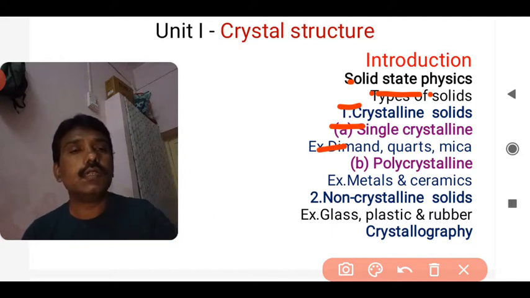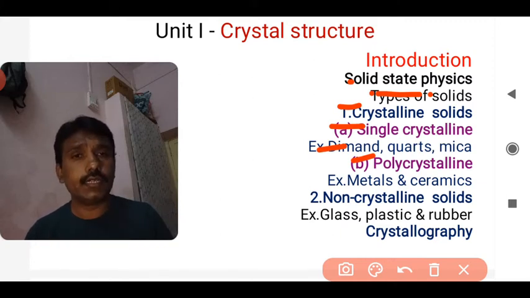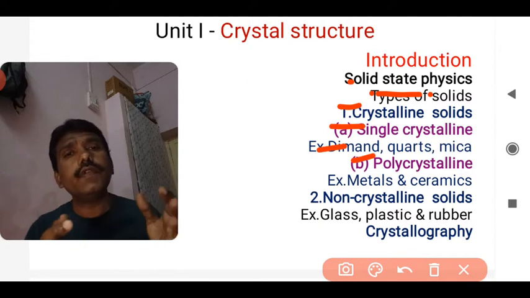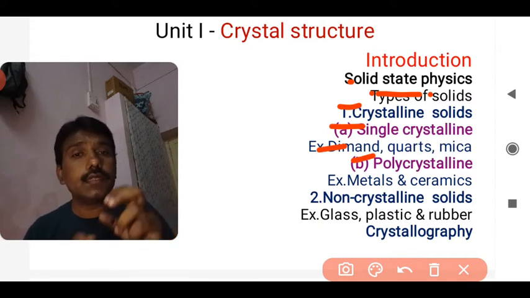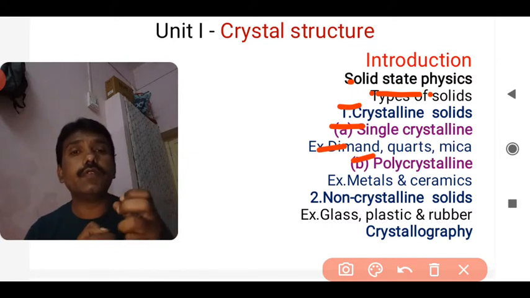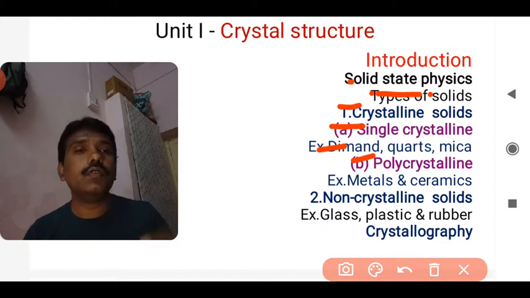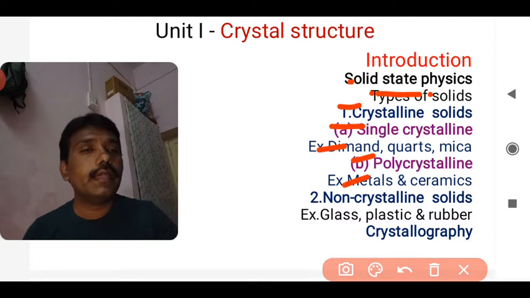Secondly, the other crystalline solids are polycrystalline solids. Polycrystalline solids are again in crystalline form, but here there is an aggregate of randomly arranged crystallites, which are grains, and they may be triangular, square, rectangular, different types of grains. This random arrangement of such crystallites is what is called polycrystalline. Examples are metals and ceramics.